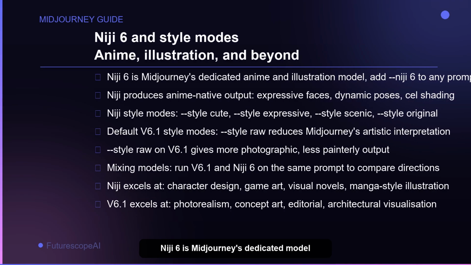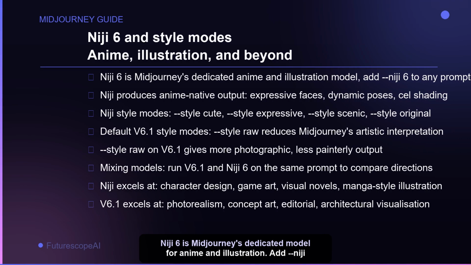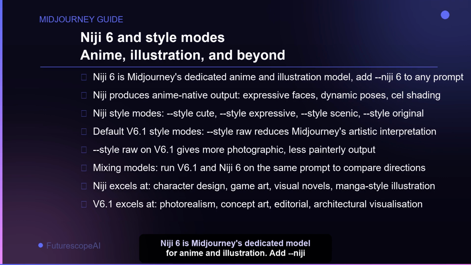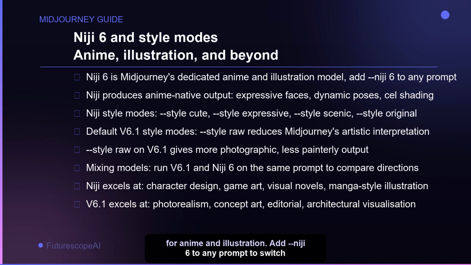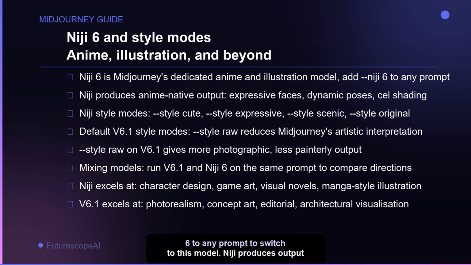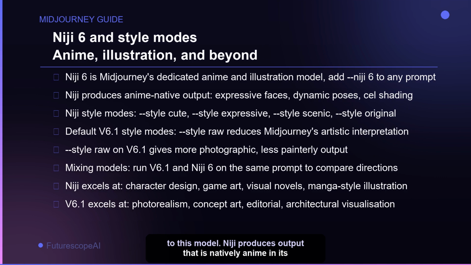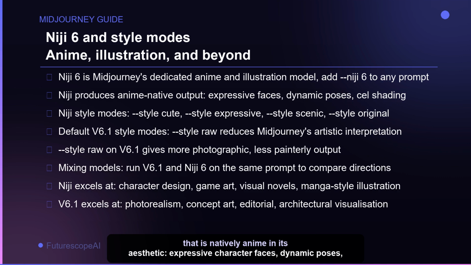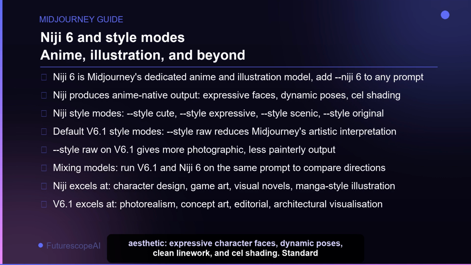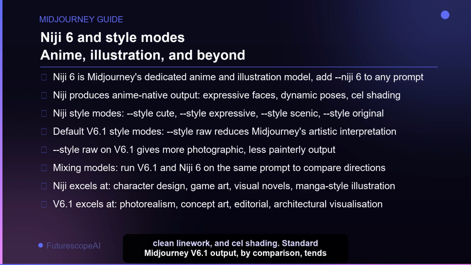Niji 6 is Midjourney's dedicated model for anime and illustration. Add Niji 6 to any prompt to switch to this model. Niji produces output that is natively anime in its aesthetic, expressive character faces, dynamic poses, clean line work, and cell shading. Standard Midjourney version 6.1 output, by comparison, tends toward photorealism and painterly Western art styles.